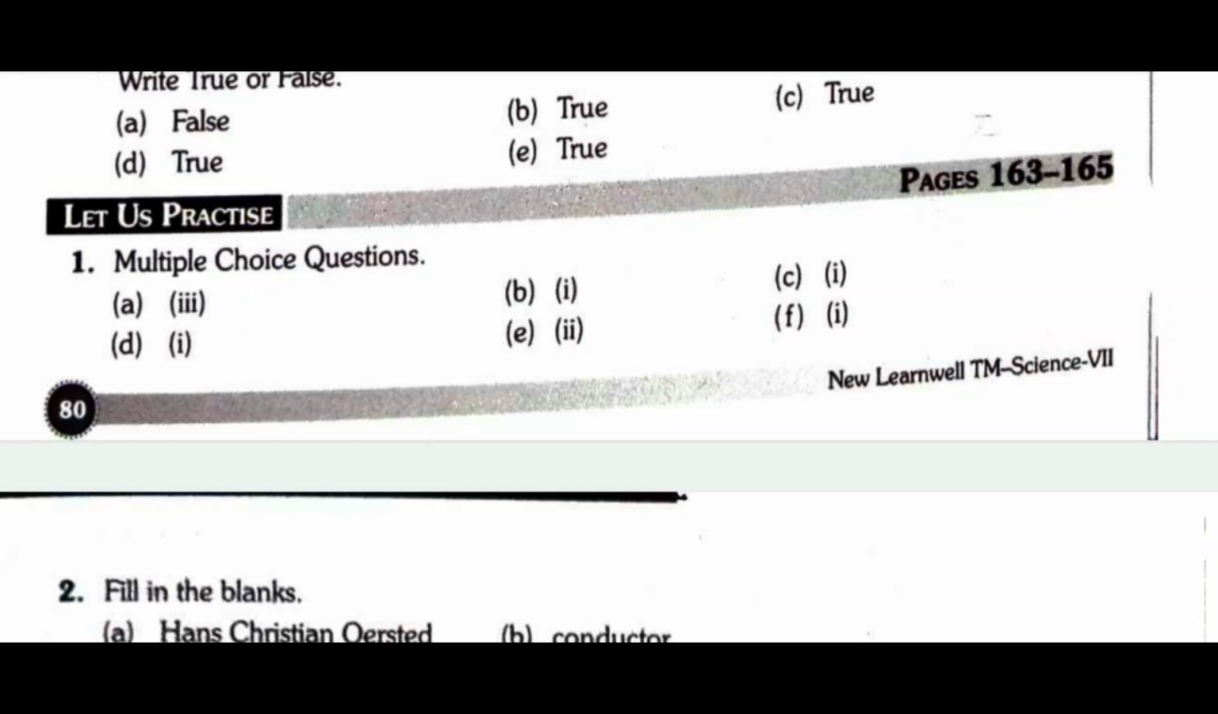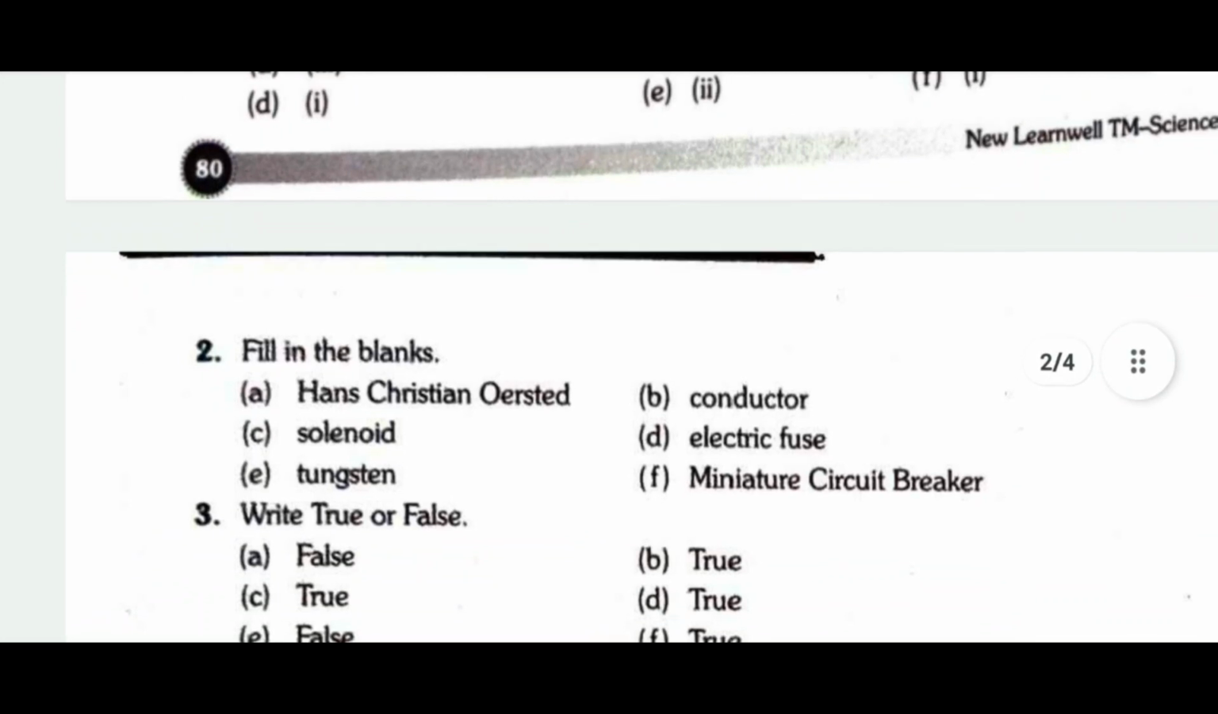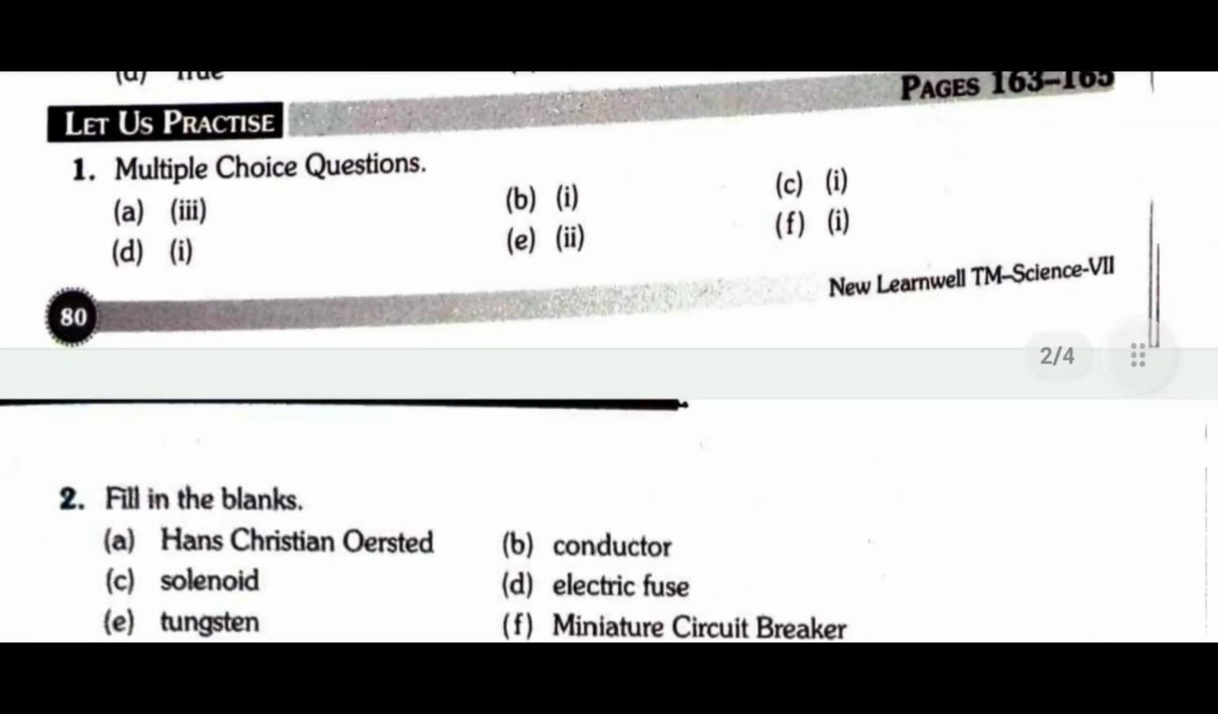Then come to your textbook question answers. This is a multiple choice question. First, electric current will not pass through distilled water. This is option 3, distilled water. The next question: with the increase in current intensity, the magnitude of the magnetic field increases, the magnitude of the magnetic field remains the same, or none of this.